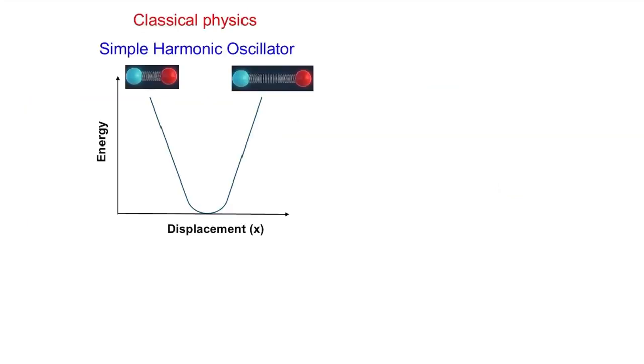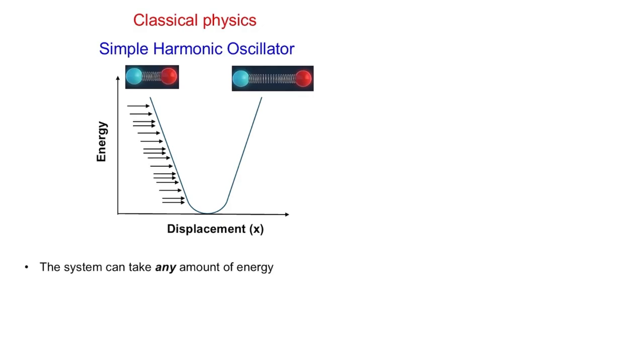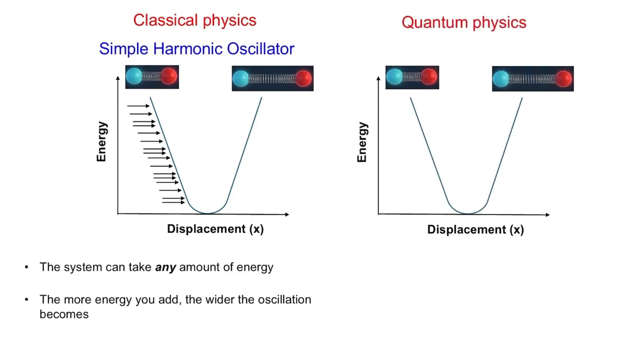In the classical picture, this system can take any amount of energy as long as you keep pumping energy into the spring. You can make it vibrate with any amplitude you want. The more energy you add, the wider the oscillation becomes, exactly as shown in this energy curve. But this classical model hits a wall when we apply it to real molecules.